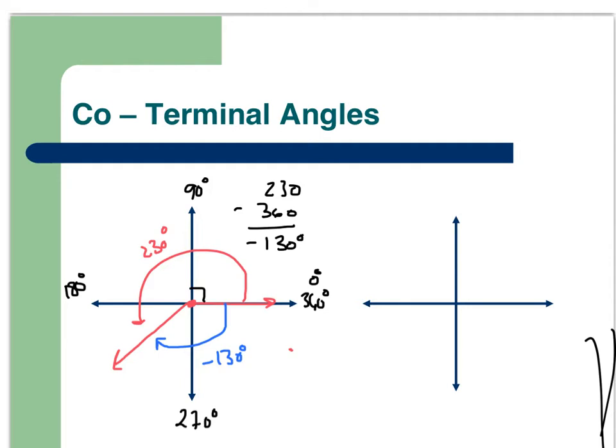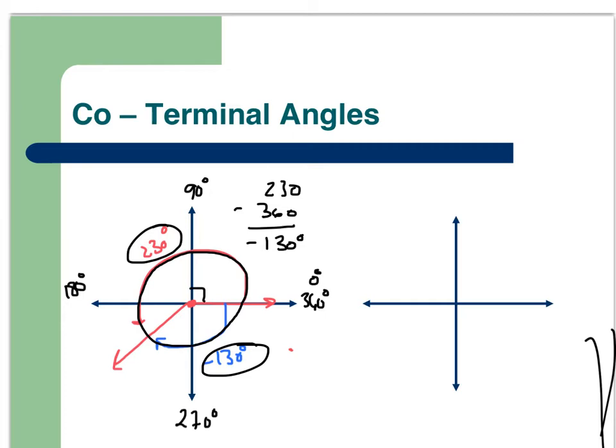We can also safely say that if I take the absolute value of these two and add them together, they should equal 360 degrees, because if you look at the picture, these make a full circle. So a couple of different ways to look at it.